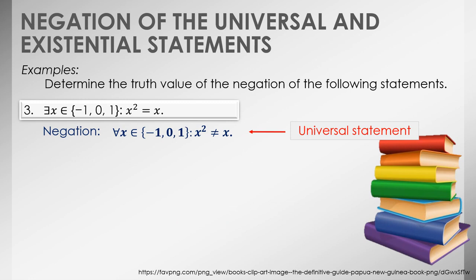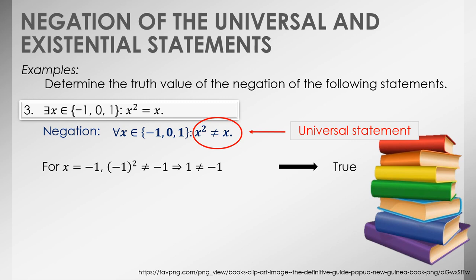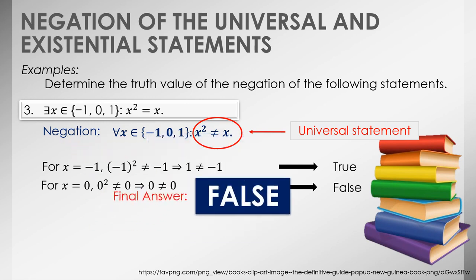Similarly, for this example, we need to show that this statement is true for every value of x. So, to start, we will substitute -1 for the variable x in the given statement. So we have this. Clearly, this is a true statement. Next, when x is 0, we have this result. This is obviously a false statement. Thus, since we failed to show that for all values of x the statement is true, we can directly conclude that the negation is false.